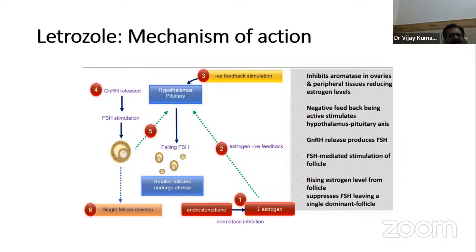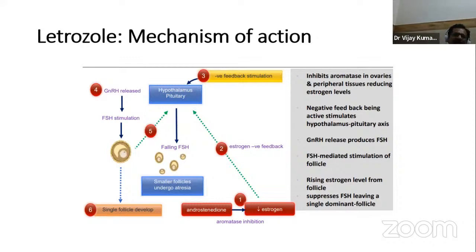So, unlike clomiphene citrate, it doesn't act on the endometrium and cervix. Hence, a good endometrium and favorable cervical mucus can be expected with letrozole. And that's why, to begin with, we always start with clomiphene citrate. If there is a significant failure rate with clomiphene citrate, then we tend to choose the other molecule, that is letrozole.